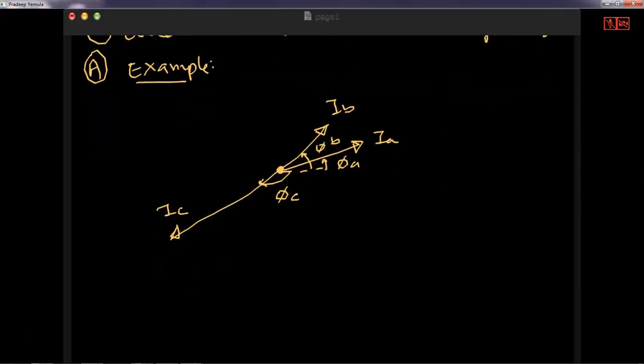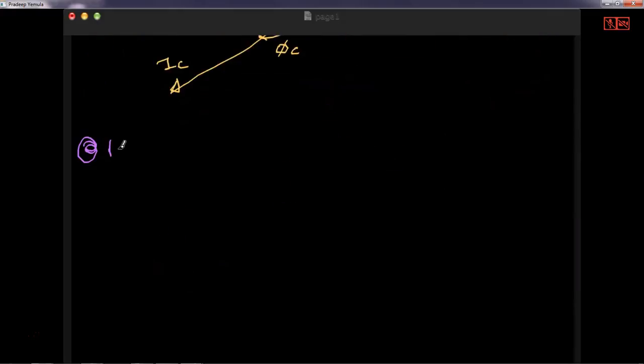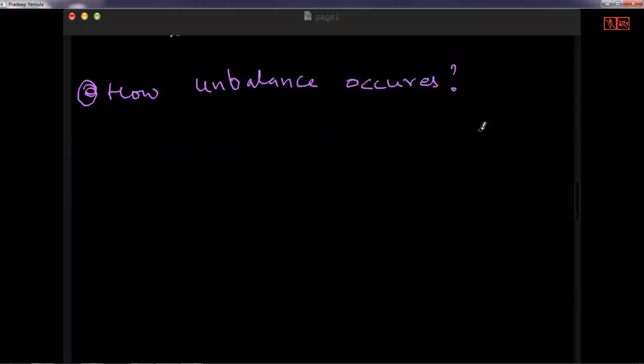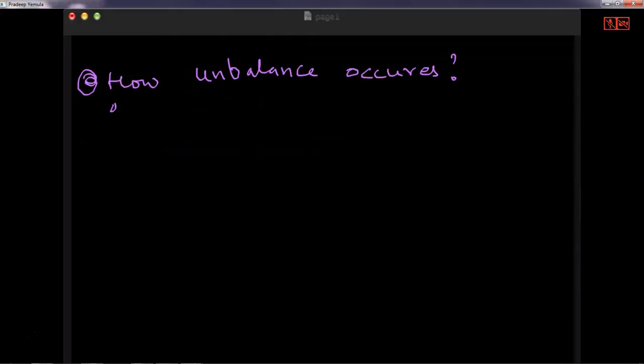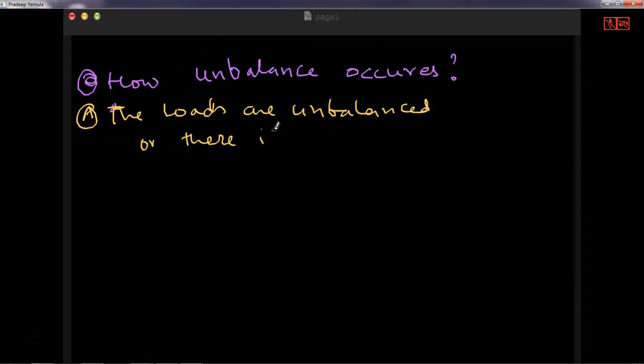Now the next question I can ask: how does unbalance occur? So the answer can be that the loads are unbalanced, or there is an unbalanced fault.